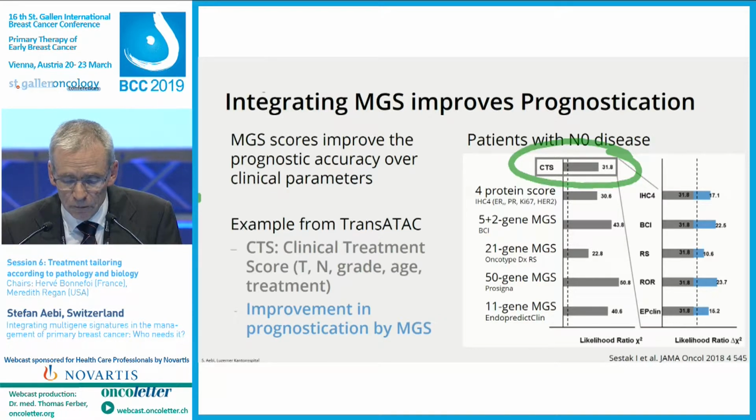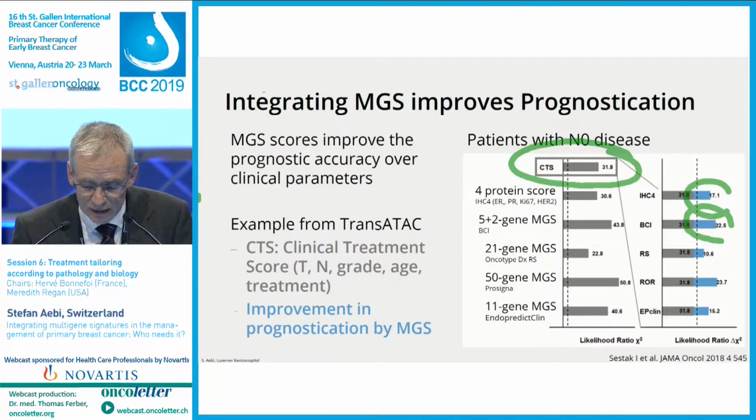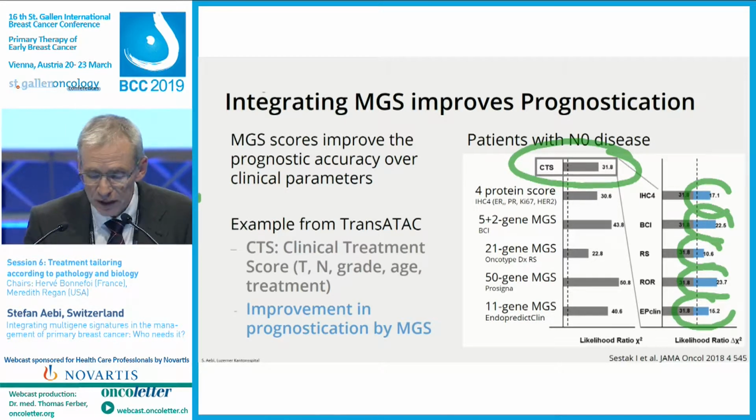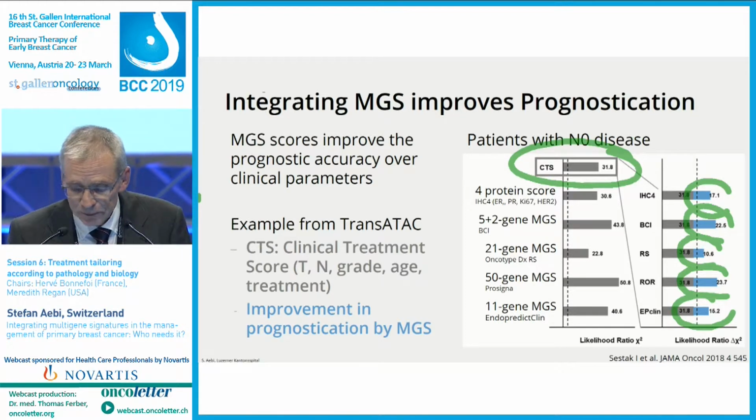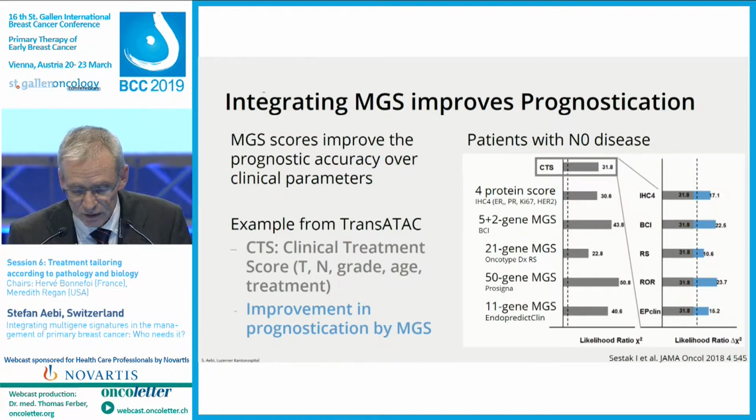And what you see now in blue is that all of these tests make the fit better, so they add independent prognostic information, and this is useful. So it shows you that it is basically possible to integrate clinical treatment scores with multigene signatures.